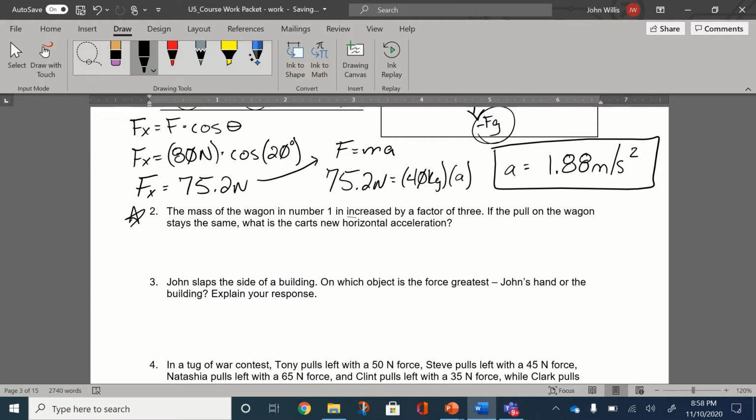If I want to increase the mass of the wagon from the previous problem by a factor of 3, I am going to look at the value I had for mass in the previous problem. It was 40 kilograms, and I'm going to triple it, right? Multiply it by 3, and that's going to be your new mass. So the math works out to be the exact same all the way up until this point. 75.2 newtons is equal to not 40, but 120 kilograms, because that is 3 times larger, multiplied by my acceleration. You could do the whole math problem again, and you'll get an acceleration of 0.63 meters per second squared, and that is perfectly fine. That's a great way to do it.